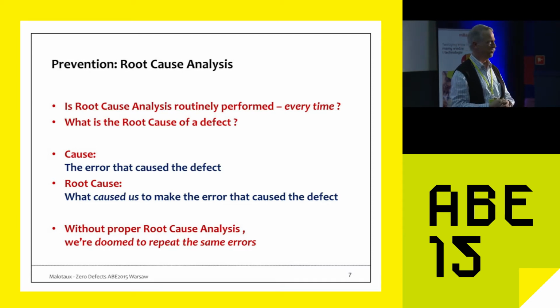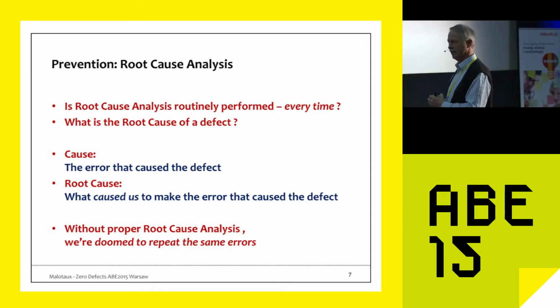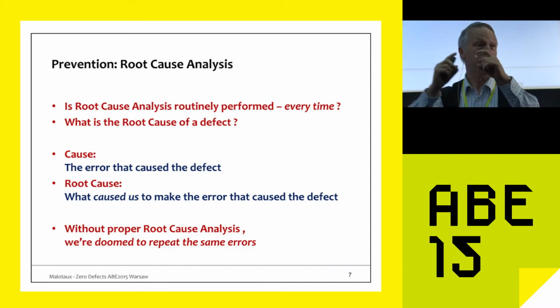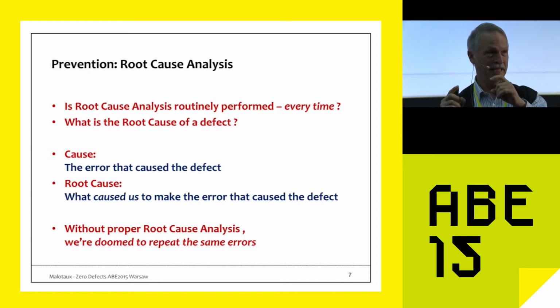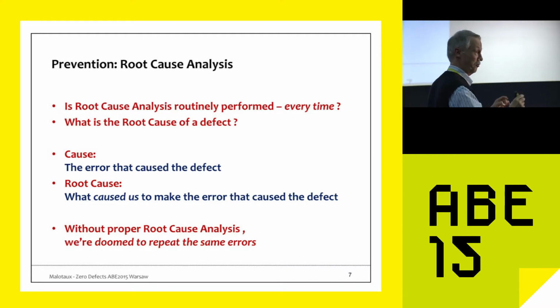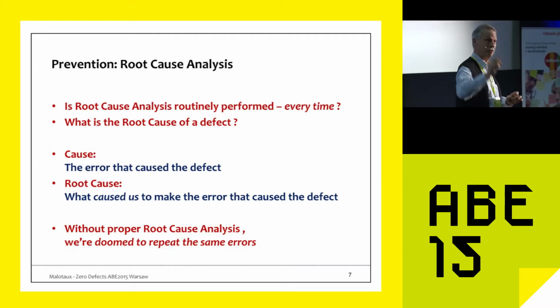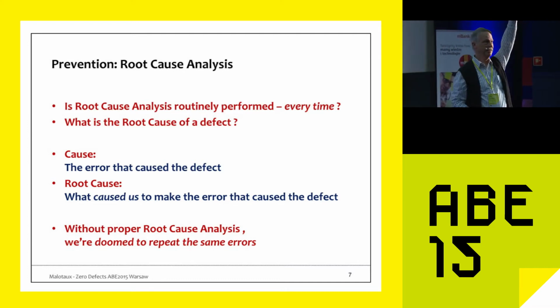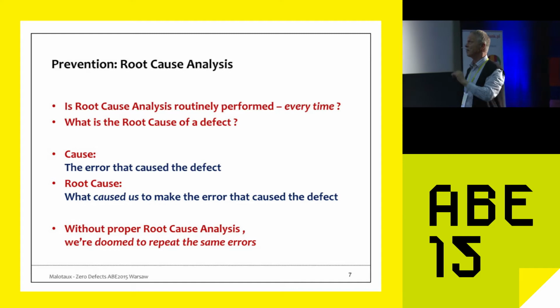And a few years later I came back and I saw in this database not the root cause, but the cause of the defect and the solution of the defect. So apparently they didn't know the difference between the cause of a defect and the root cause of a defect. Who knows the difference? Who doesn't? Okay, so there's reason to go on.